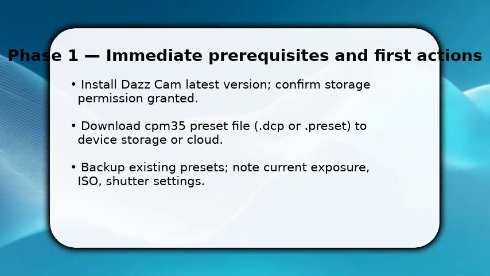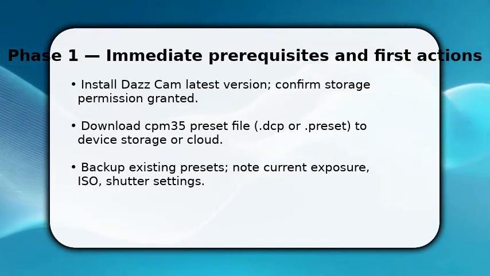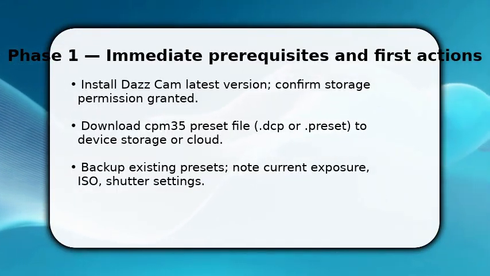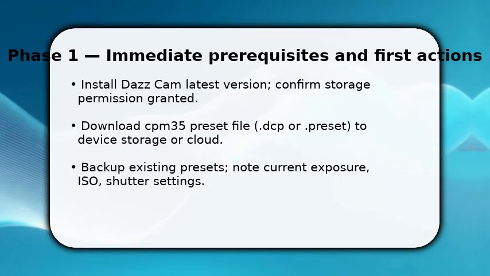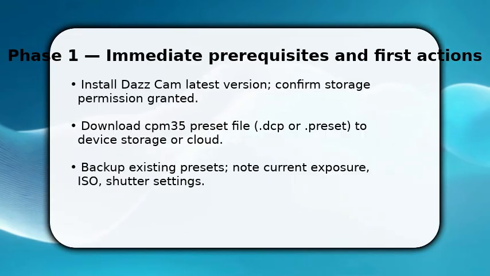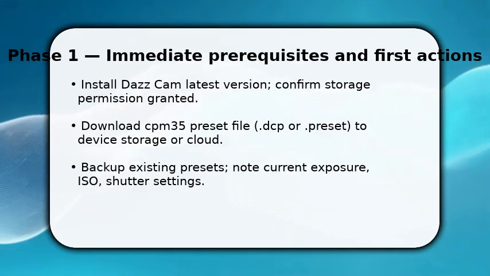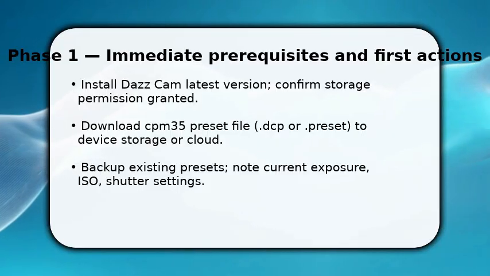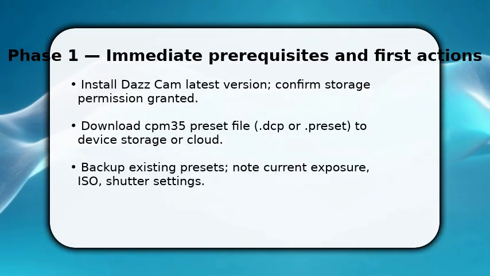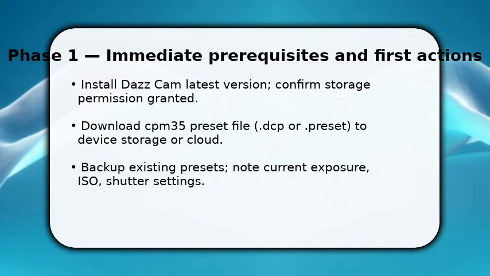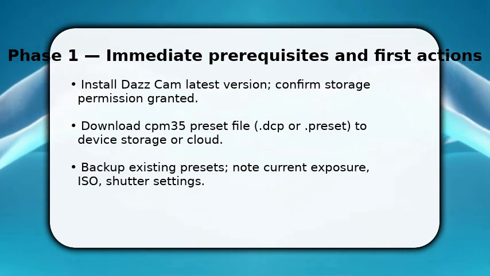You start by preparing the app and the file. This saves time. Make sure Dazz Cam is updated and has storage permission, because the import step needs access. Once done, download the Cpm35 preset file to your phone, place it in a known folder. You should also back up current presets and jot down exposure, ISO, and shutter values so you can revert if needed. This sets a stable baseline, so the import and tweaks behave predictably when you continue.